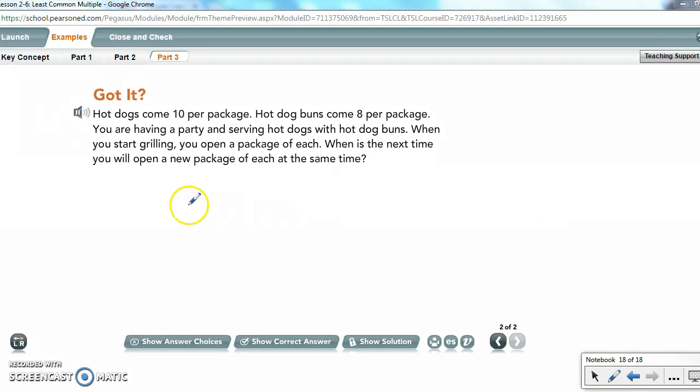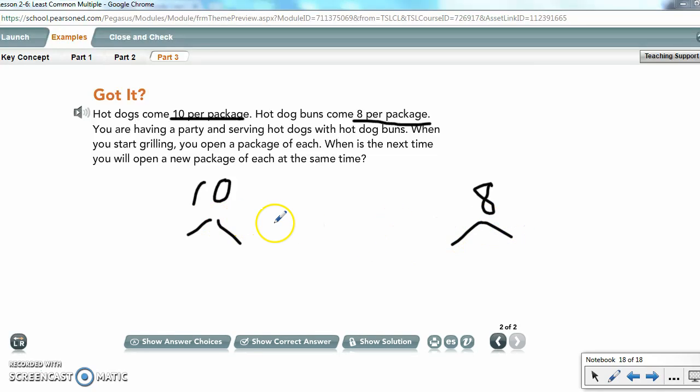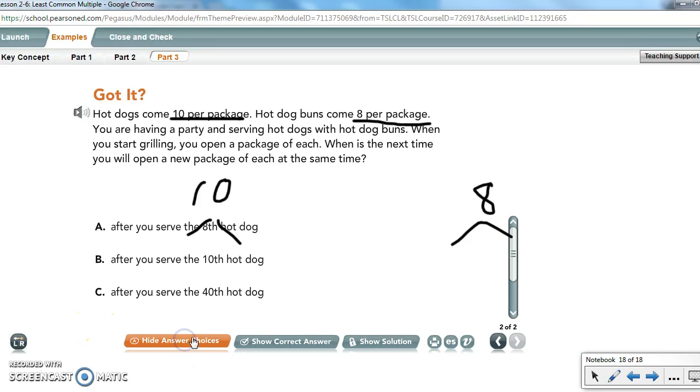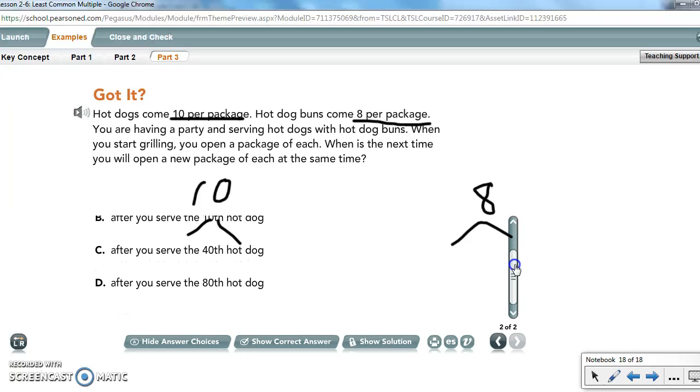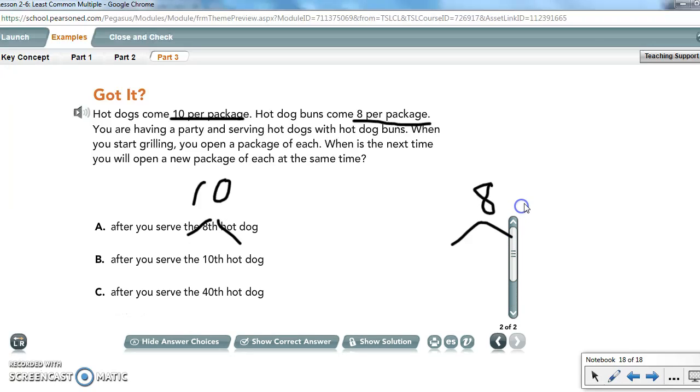Hot dogs come 10 per package. Hot dog buns come 8 per package. You are having a party and serving hot dogs with hot dog buns. When you start grilling, you open a package of each. When is the next time you will open a new package of each at the same time? So go ahead and solve this. Find the LCM of 10 and 8, show all of your work, and here are some of your answer choices. We expect to see all of your work in your notes. Call us over when you're done.